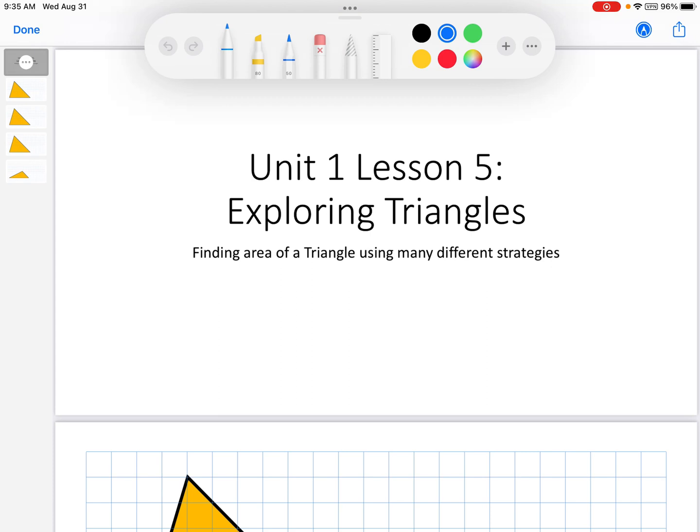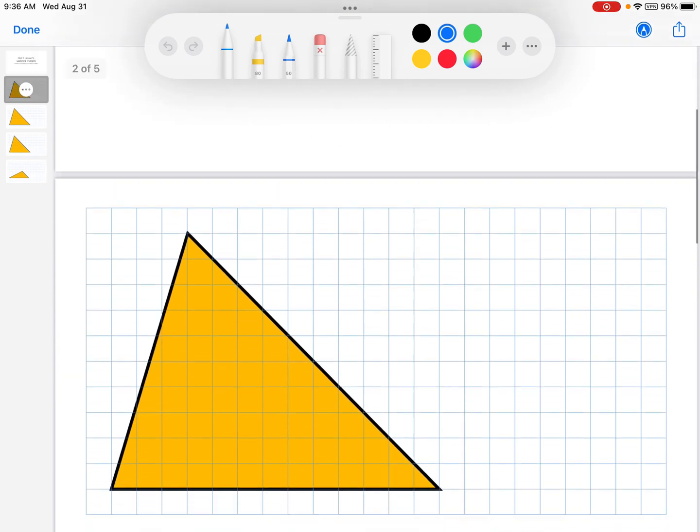Today's video is about Unit 1, Lesson 5 of Desmos, Grade 6, Exploring Triangles. The main objective of this lesson is to get you to use different strategies for finding the area of a triangle. I'm going to demonstrate for you 3 different strategies. One of them I don't like, and you'll see why I don't like it when we get there. But let's take a look.